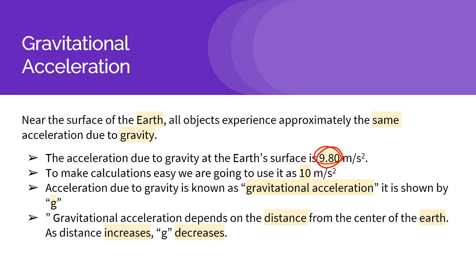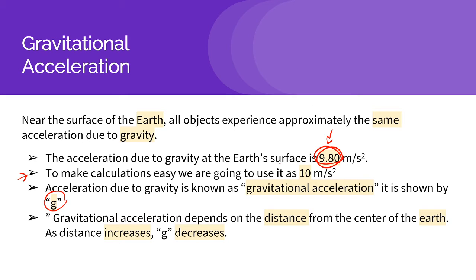In this PowerPoint, I'll be using 10 for gravity, but in your calculations, you're going to be using the original number, 9.8. Acceleration due to gravity is known as gravitational acceleration, and is shown by lowercase g. Gravitational acceleration depends on the distance from the center of the Earth. As distance increases, g decreases.